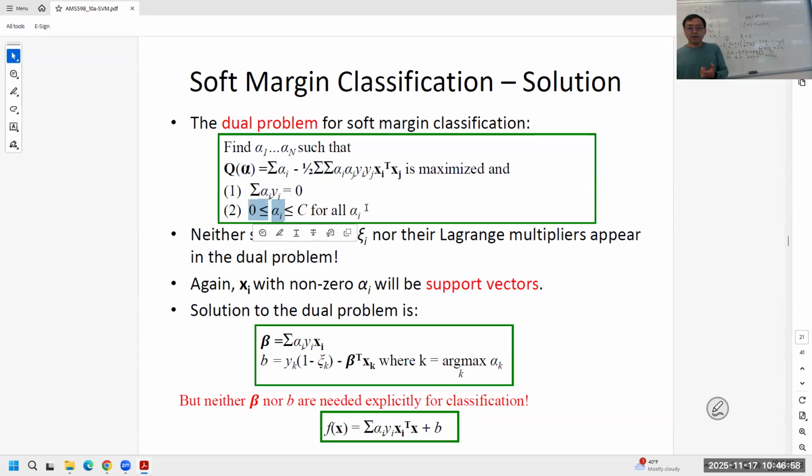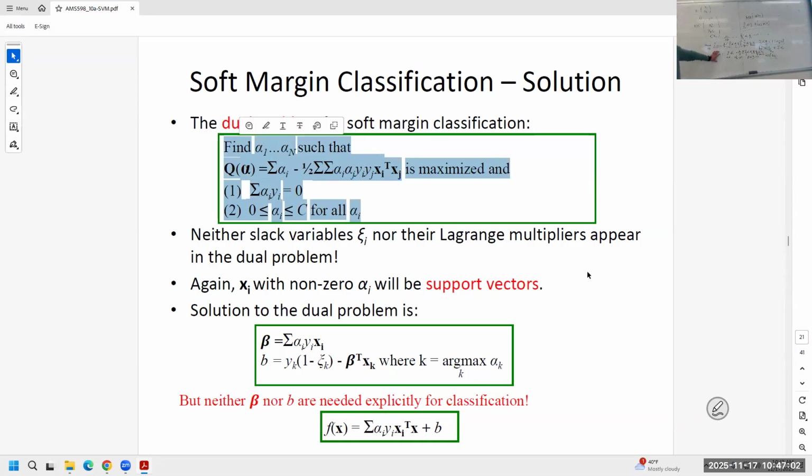If you compare this formulation with the earlier one, you can see they are almost the same. The only difference is that in the hard margin case I have alpha bigger than or equal to 0, while here in the soft margin classification I have alpha bigger than or equal to 0 and now an upper bound, less than or equal to C.